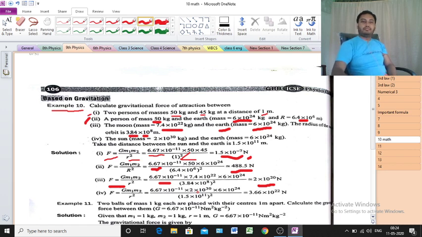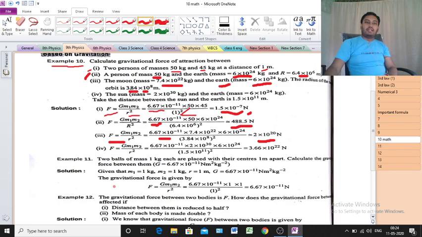Clear or not? Is there any doubt? If you have any doubt, you can ask me, I will definitely help you. Now the same thing for the sun and the earth. The mass of the sun is there and the mass of the earth is there. Again take the distance between the sun and the earth as 1.5 into 10 to the power 11 meter. Just put this in and you will get the answer.